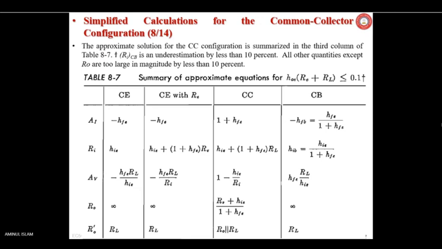Now this approximate solution for the CC configuration is summarized here in this table. See, this RI of this CB is an underestimation by less than 10%. The third row is telling this: all other quantities except RO are too large in magnitude by less than 10%. So the error is only 10% compared to the previous calculation.